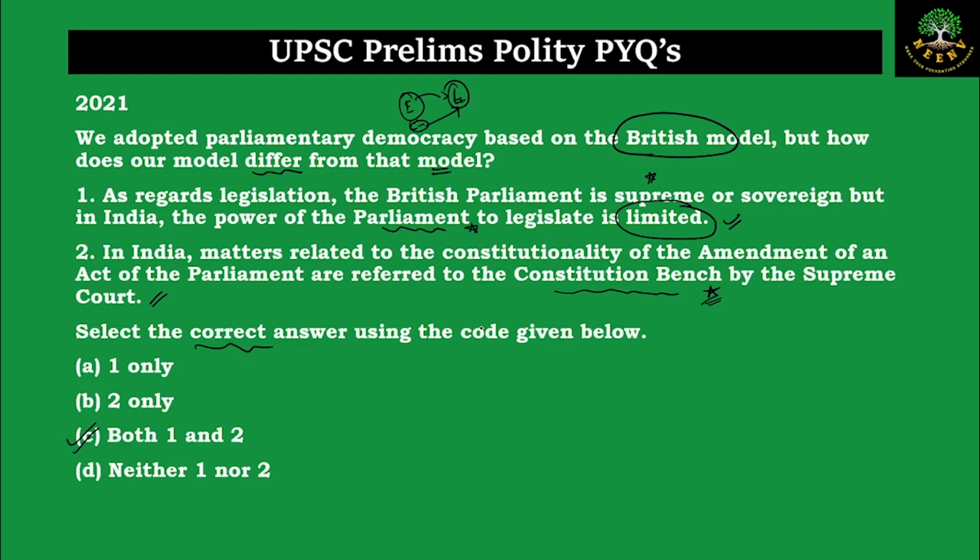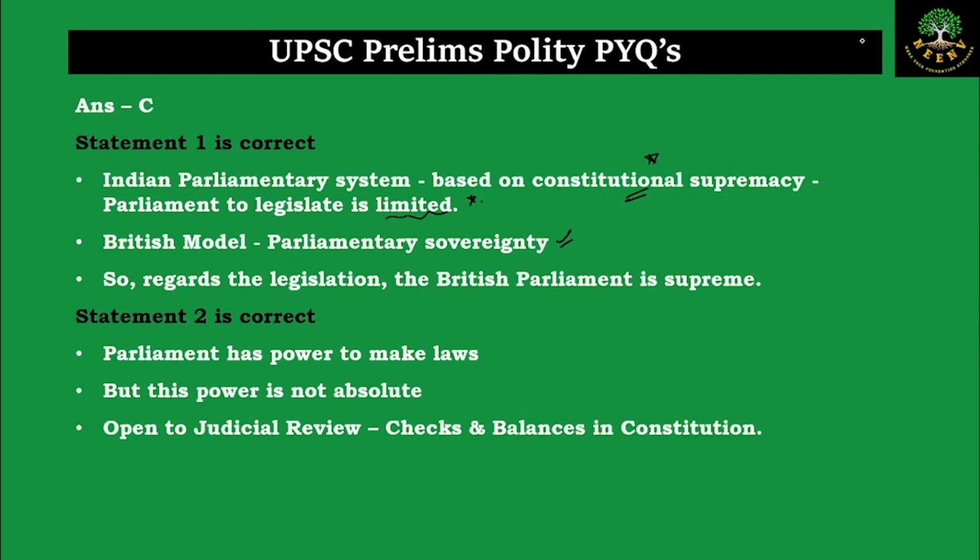And statement number 2 talked about the Supreme Court referring matters to the Constitution bench. Yes, the Parliament has the power to make the laws, but this power is not absolute. We just saw it here. The powers are limited. Whatever the acts of the Parliament are, they are open to judicial review. This is based on the principle of checks and balances. The court has the power to review a particular act and see if it is valid or not as per the provisions of the Constitution.